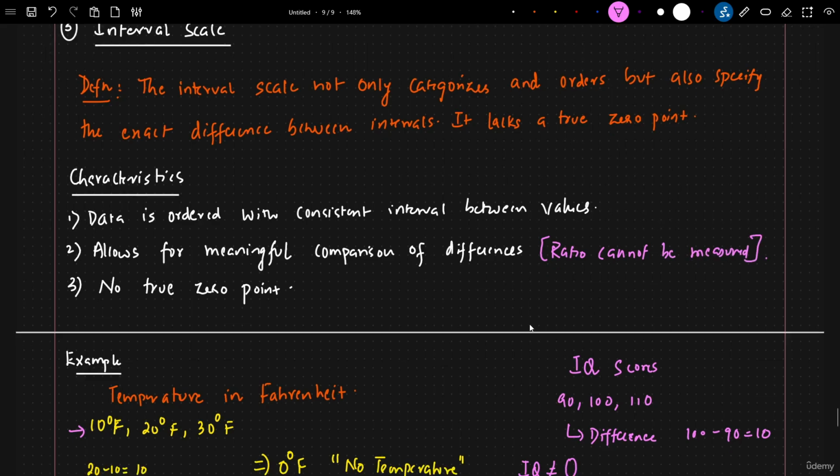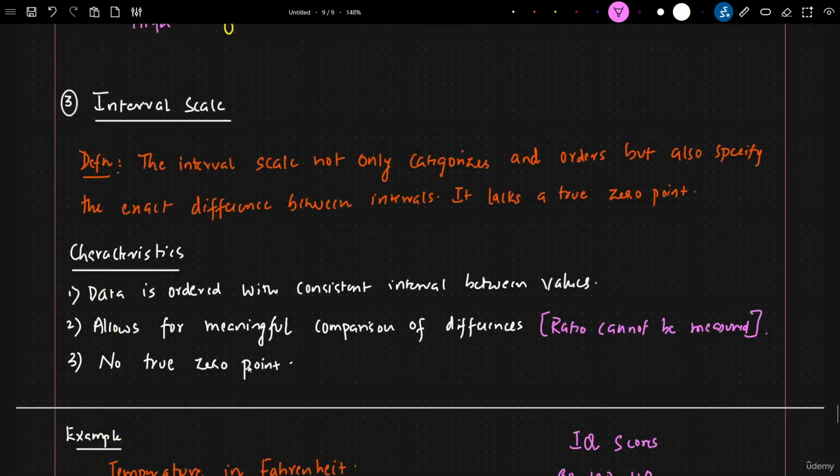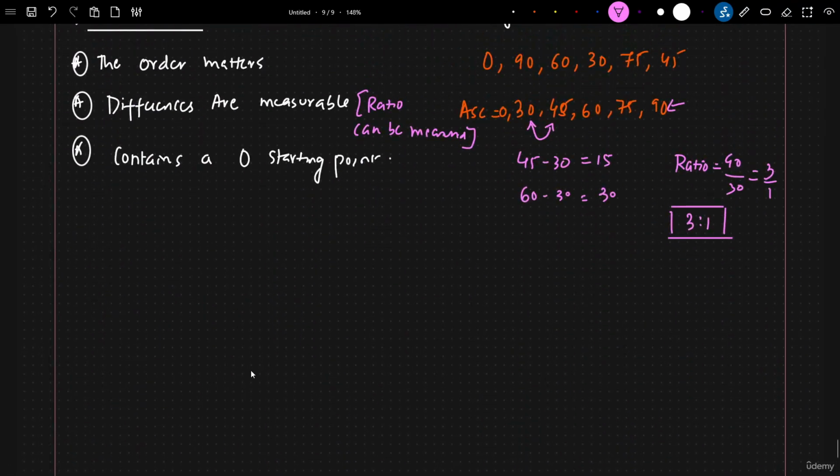But in this case, ratio can be measured, right? So here I will write ratio can be measured, because the type of parameters that we are using are like marks, or some other information over here, right? So when I say marks, I can say one person is better than you because he has scored 3 times more than you, right? So this was about all the different types of scales.